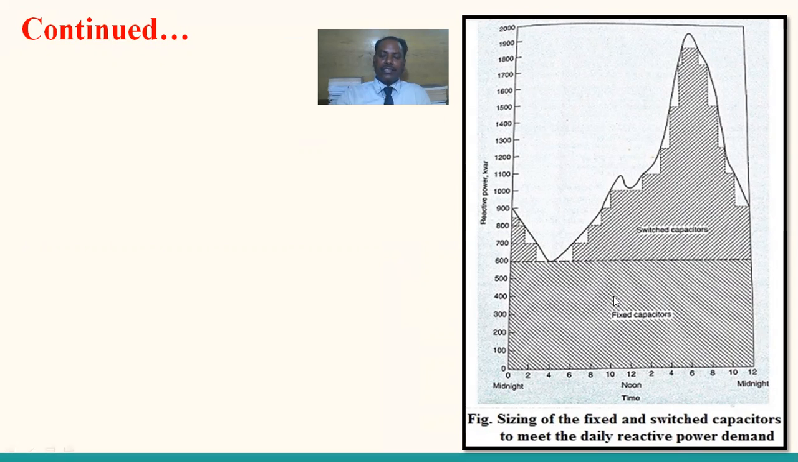So fixed capacitors are the capacitors which are permanently connected to the line, whereas switched capacitors are the capacitors which are connected and removed according to the load variation. You should remember this point, students. So for example, under one particular feeder, this is the reactive power load duration curve, reactive power in kVAR in terms of time.